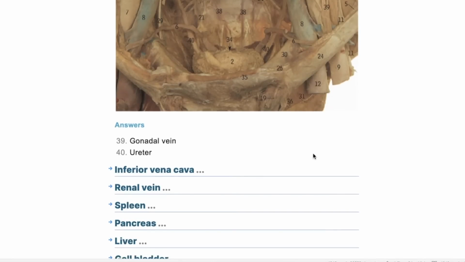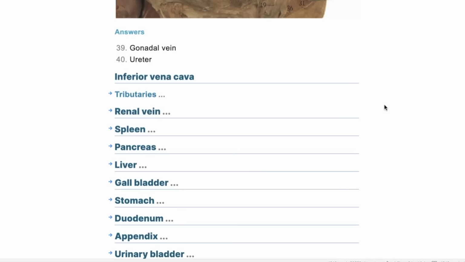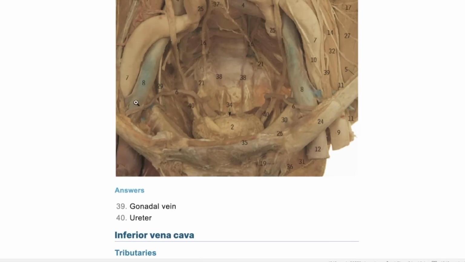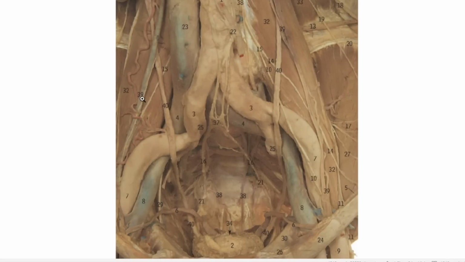Yeah, sounds good. Let's talk a little bit about the tributaries of the inferior vena cava. The tributaries are paired inferior phrenic vein and the hepatic vein, the right suprarenal vein, renal vein, gonadal vein, and lumbar vein, the common iliac veins. So two common iliacs. If you look here, you have two big common iliac veins coming into the inferior vena cava, and also the gonadal vein that we mentioned a little bit early.